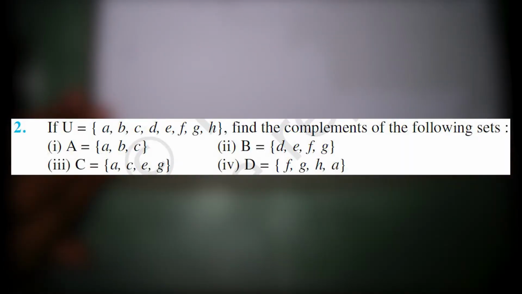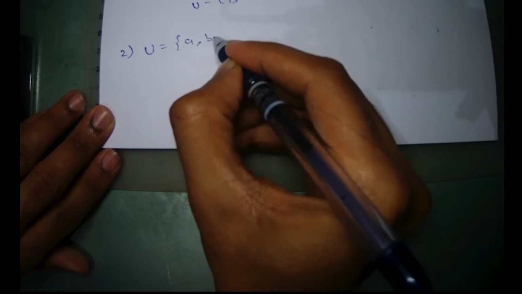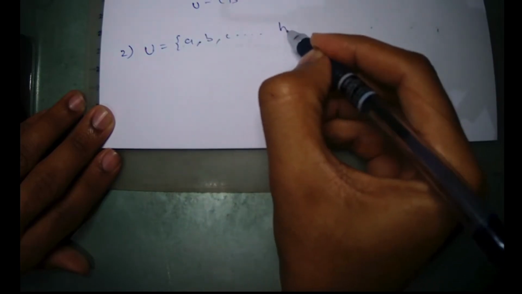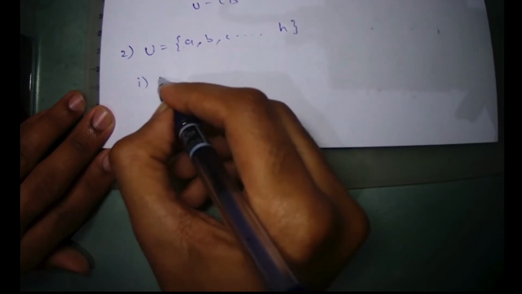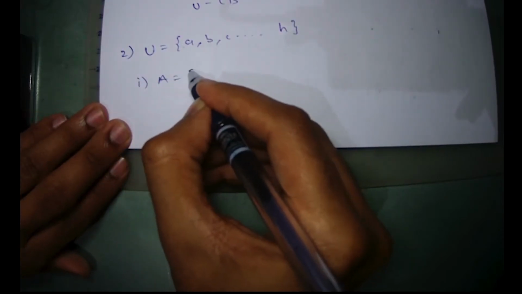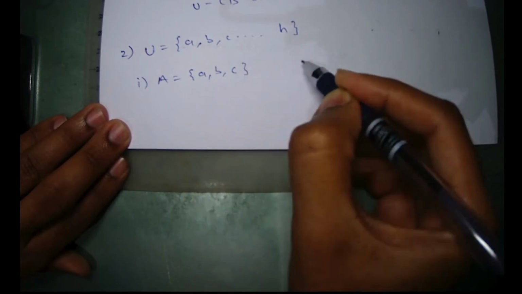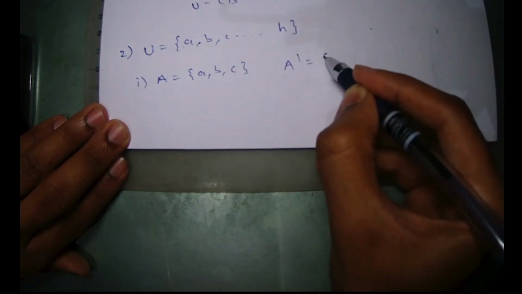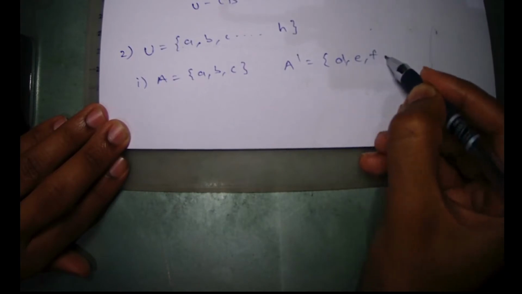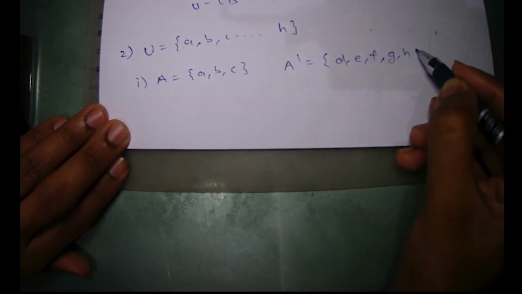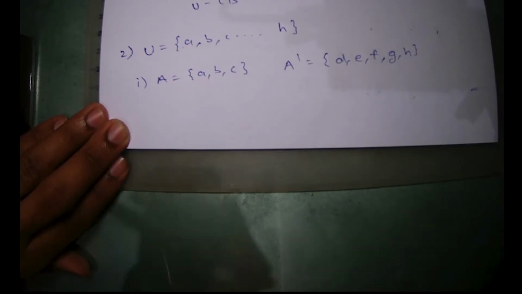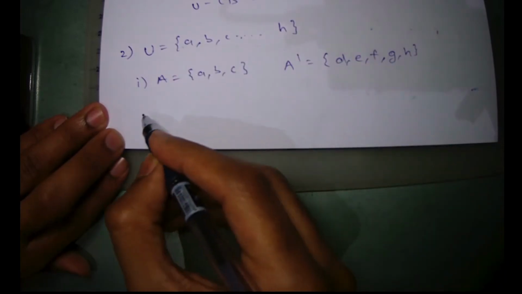So coming to the second question, we have universal set U is equal to A, B, C, D, E, F, G, H. Find the complements of the following sets. So we have U as A, B, C all the way till H. So first we have to find the complement. So A is equal to A, B, C. Then A dash will be D, E, F, G and H. So these are the letters from the universal set once we subtract A.